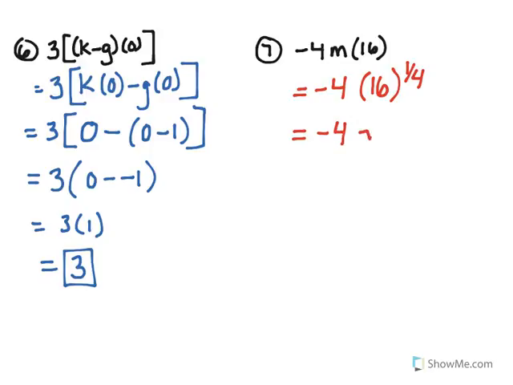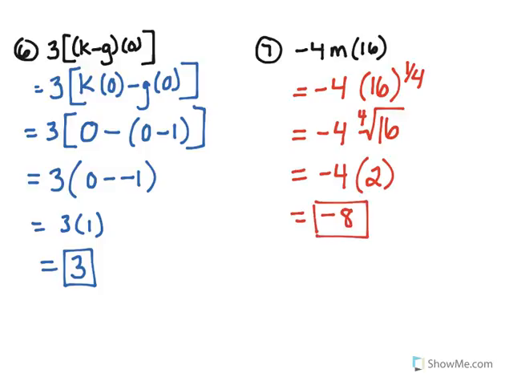If I write that with a radical, what's the index? The 1 or the 4? If you said the 4, you're right. This is the 4th root of 16. The 4th root of 16 is 2. That's because 2 times 2 times 2 times 2 gives you 16. So our final answer here is negative 8.